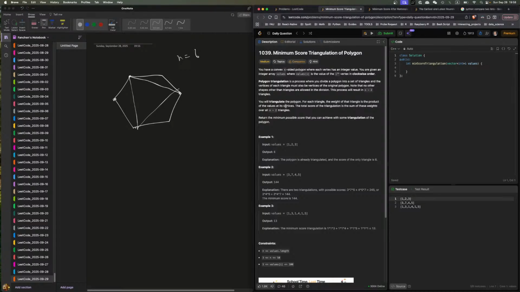For each triangle, the weight of that triangle is the product of the values at its vertices. The total score of the triangulation is the sum of these weights over n-2 triangles. Return the minimum possible score that you can achieve with some triangulation of the polygon. So we need to divide them in a certain way, so it's just a division, how we divide them, right?